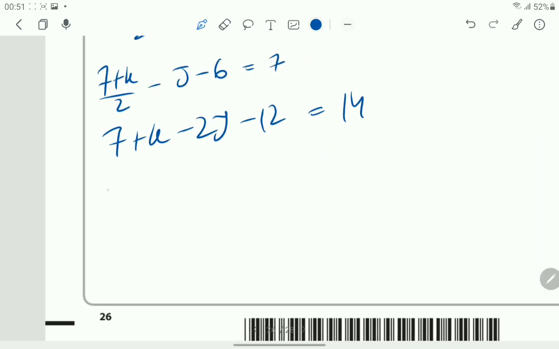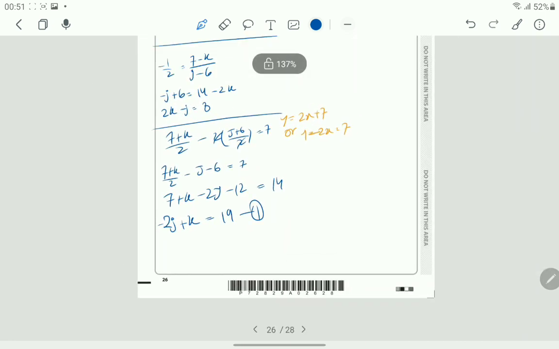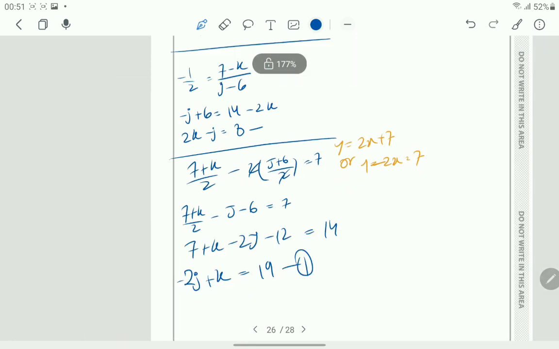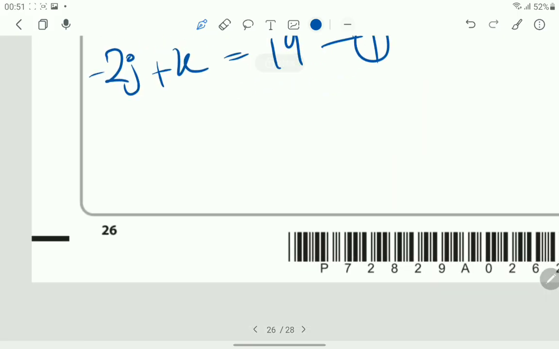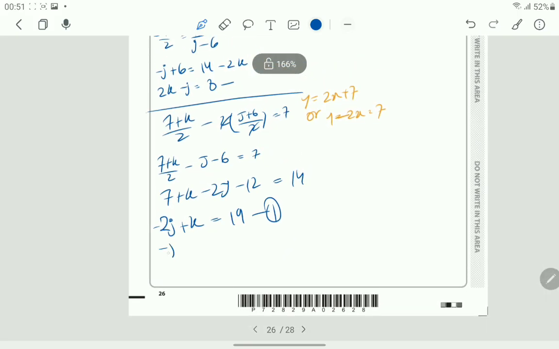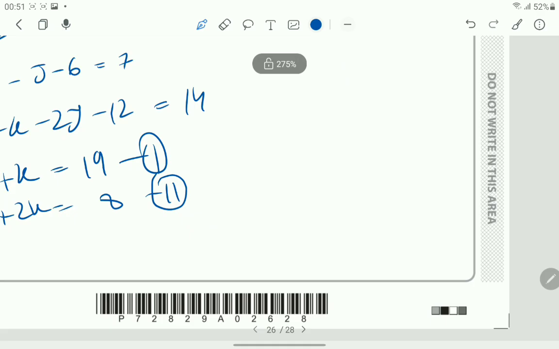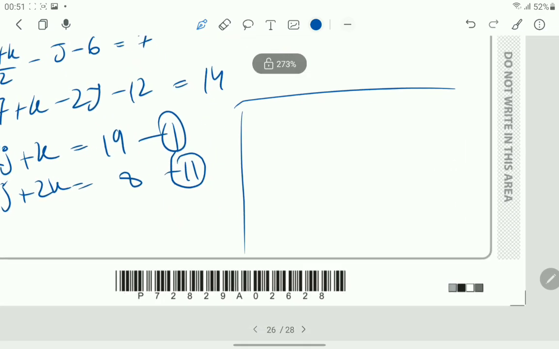So we have minus 2j plus k equals 14 plus 12, which is 26, minus 7 is 19. So we have two equations in the form of k and j which we can solve, and that is minus j plus 2k equals 8. And so let's solve them simultaneously over here.